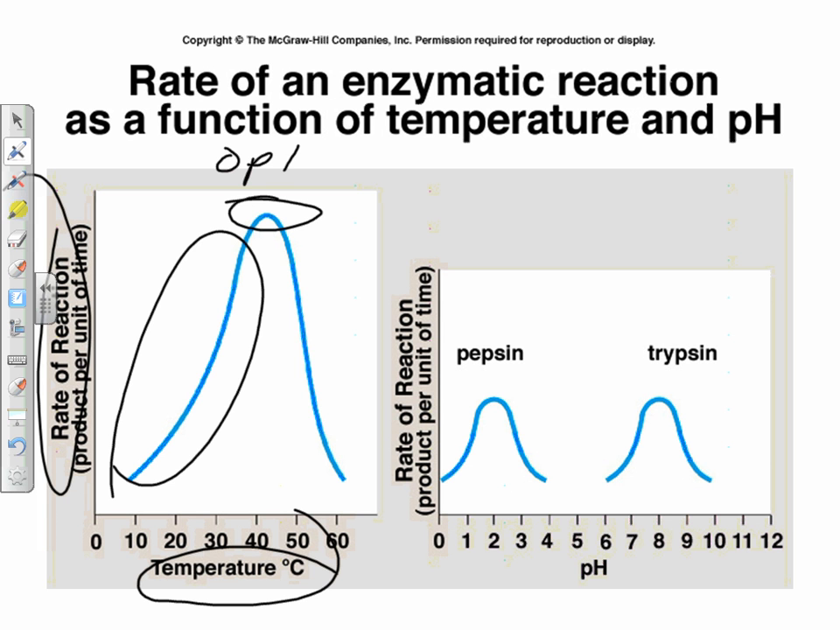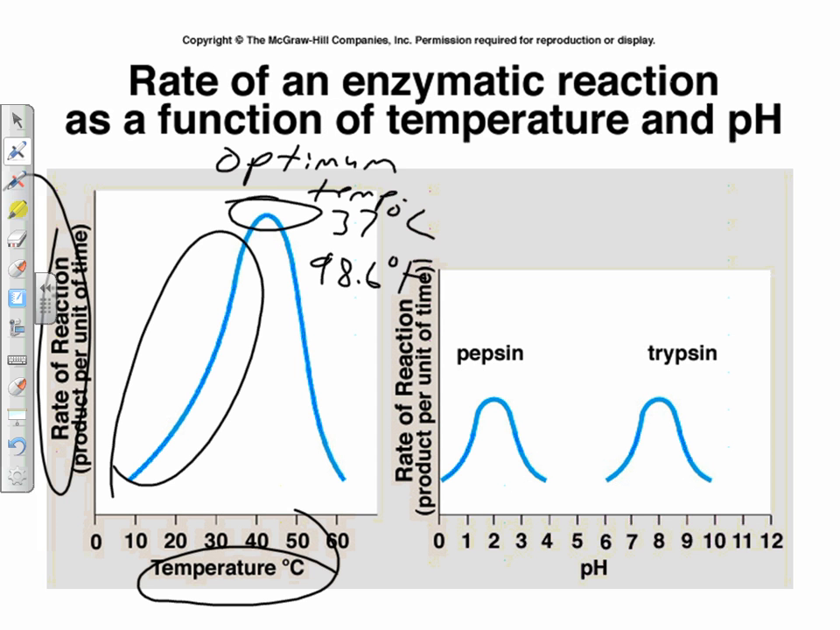Optimum or optimal, either one. Sometimes both words are used. Optimum temperature. And in your body, in Celsius, what is that temperature for most of your enzymes? Well, in Celsius, it's 37. In Fahrenheit, it's about 98.6, right?